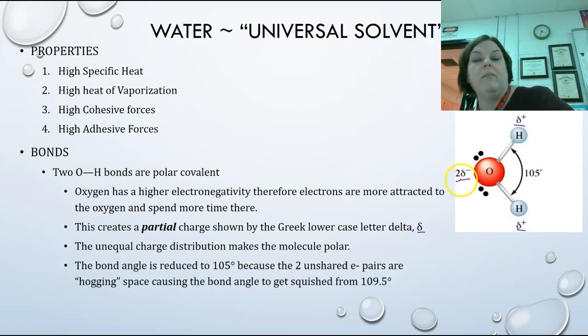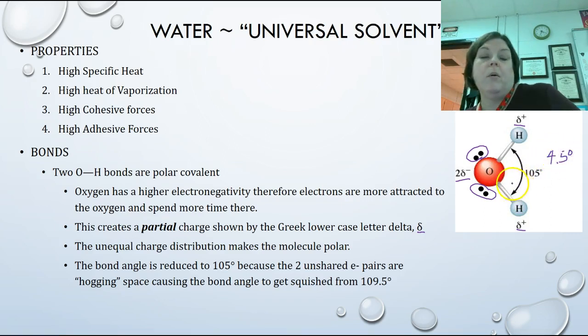Okay, so the bond angle is even affected because we have these 2 extra lone pairs of electrons. The lone pairs of electrons need as much room as a bonding pair. So this bond angle should be 109.5, but because of these two lone pairs, it's squeezing these hydrogens closer together and taking away 4.5 degrees from the normal bond angle that we should see from a bent structure like this.